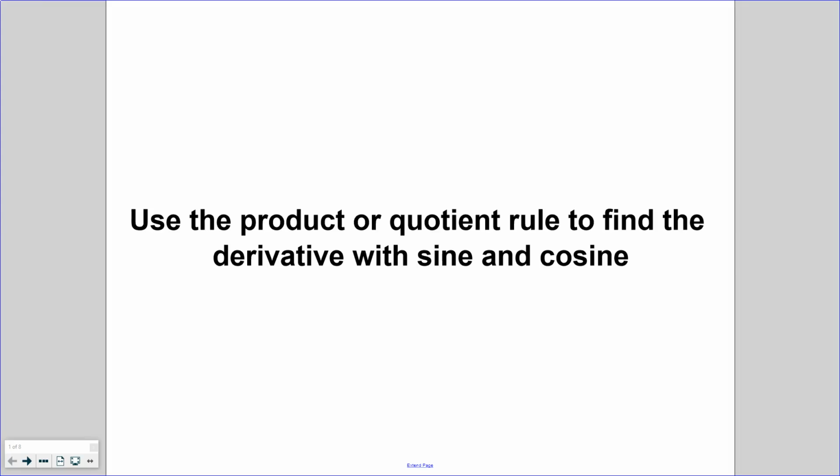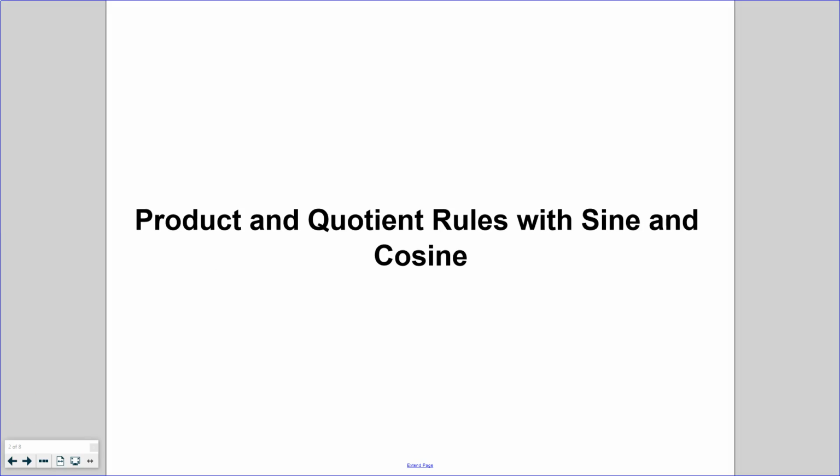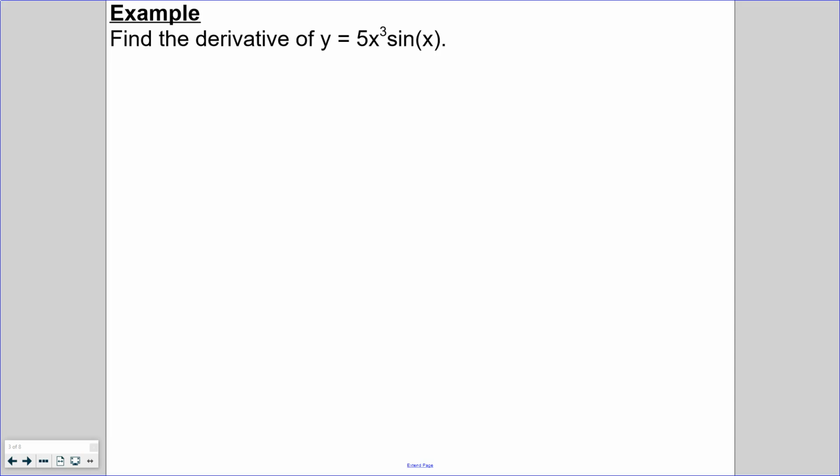Use the product or quotient rule to find the derivative with sine and cosine. So in this video, we're going to be talking about how to use the product and quotient rule when we have sine and cosines as our functions. So our first example we're going to look at is y equals 5x cubed times sine of x.